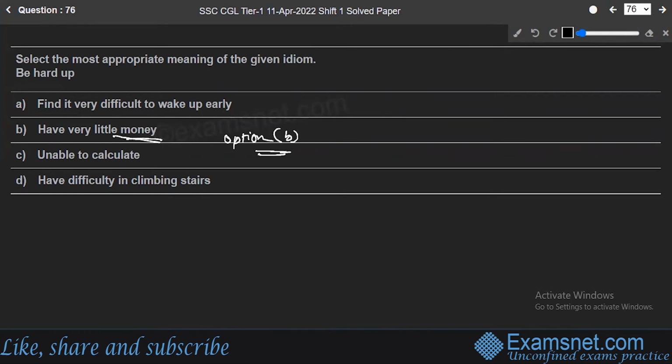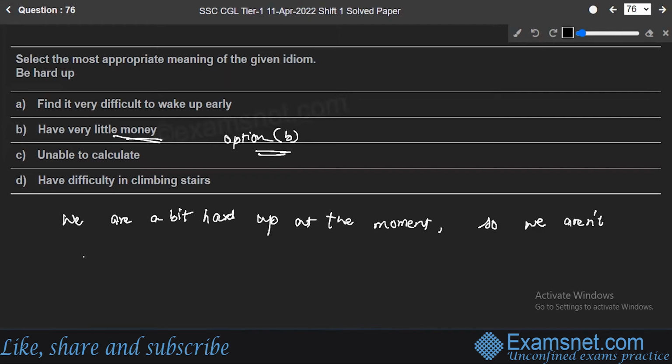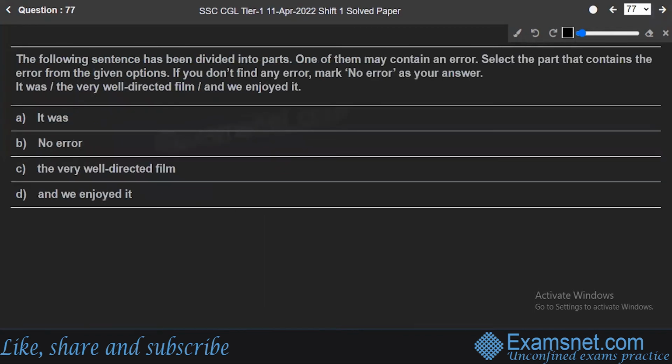Let's see it with an example. Be hard up when you're having very little money. That is when you say be hard up. For example, we're a bit hard up at the moment, so we are not planning any holidays. Right? I hope you got the answer. So this is the correct one, having very little money. Let's move with the next question, number 77.